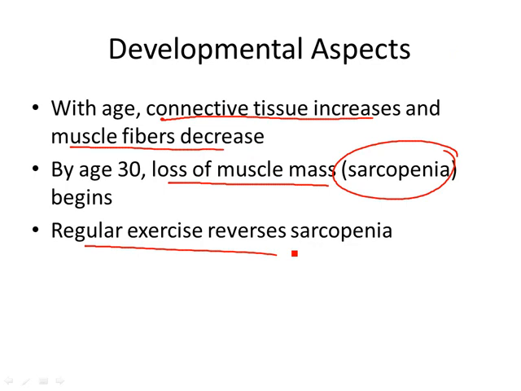These muscles and bones go hand in hand. At about 30, that's one of the reasons we get osteoporosis. We're losing our muscle mass. We're not putting any pressure on those bones anymore, and they start to deteriorate. So we've got to keep those two in balance.